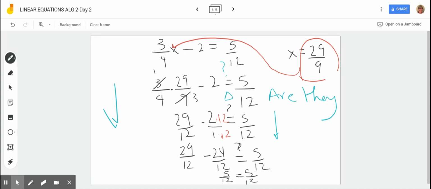Barely made it in there, you guys. So check, it is correct. That is how you show a check. You end up with 2 equal answers on 2 equal sides of an equation.